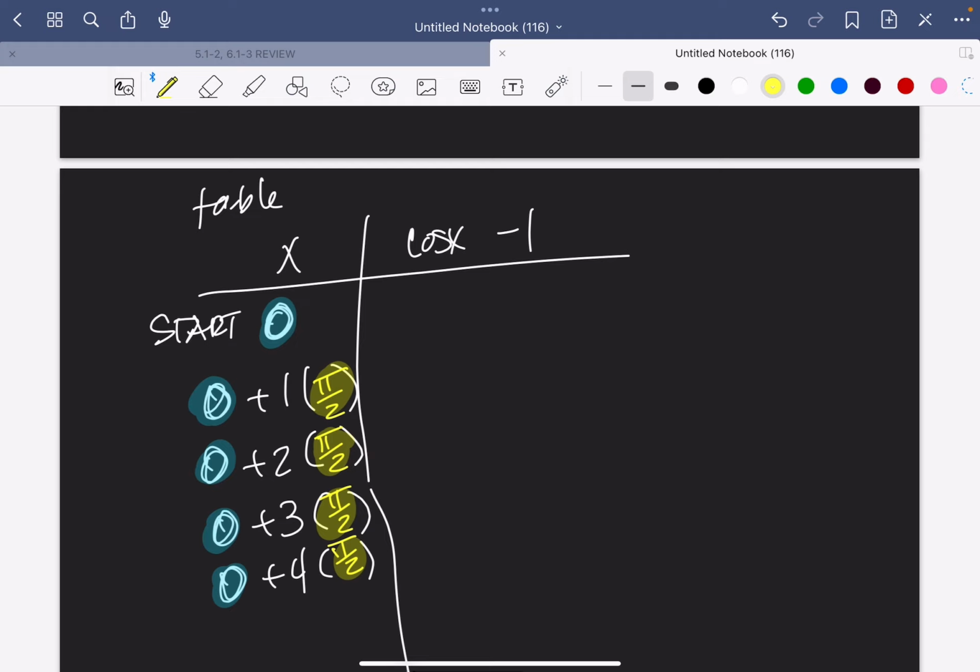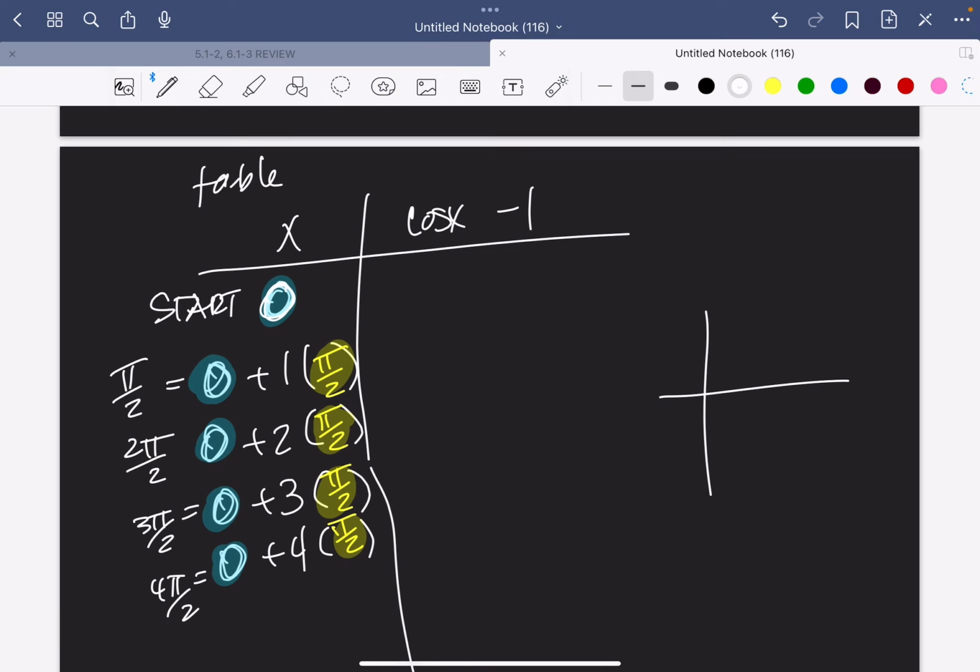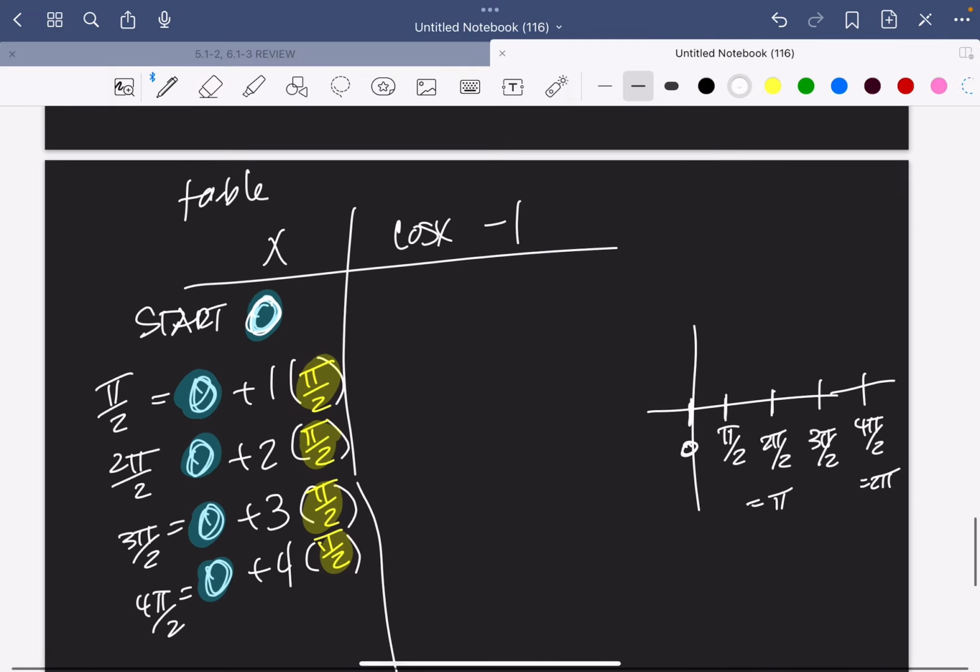So that means in the x direction, we're going to get 0, and then pi over 2, 2 pi over 2, 3 pi over 2, and 4 pi over 2. Right? So that means for my graph, I'm going to have 0, take 1 step to pi over 2, another step to 2 pi over 2, which we know is pi, 3 pi over 2, and the last one is 4 pi over 2, which we know is 2 pi. Okay. And now we're ready to graph the y's.